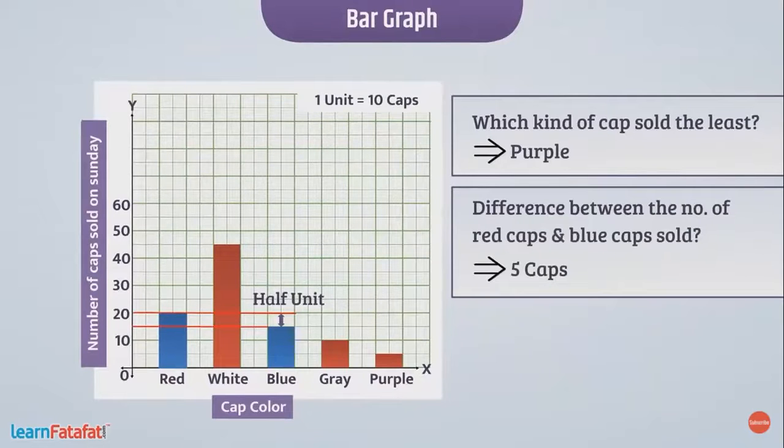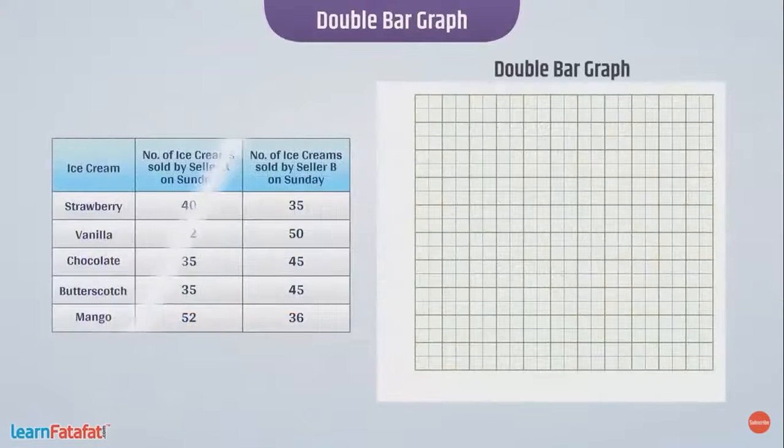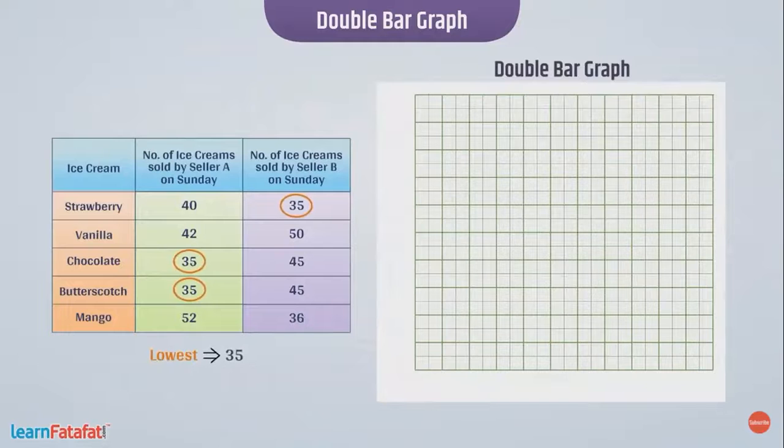Now let's understand more about the double bar graph. The following table shows the number of ice creams sold by seller A and seller B on Sunday. To draw a double bar graph, observe the values. We can see that the lowest value is 35 and the highest value is 52. That means the spread of the data, that is, the range, is from 35 to 52.